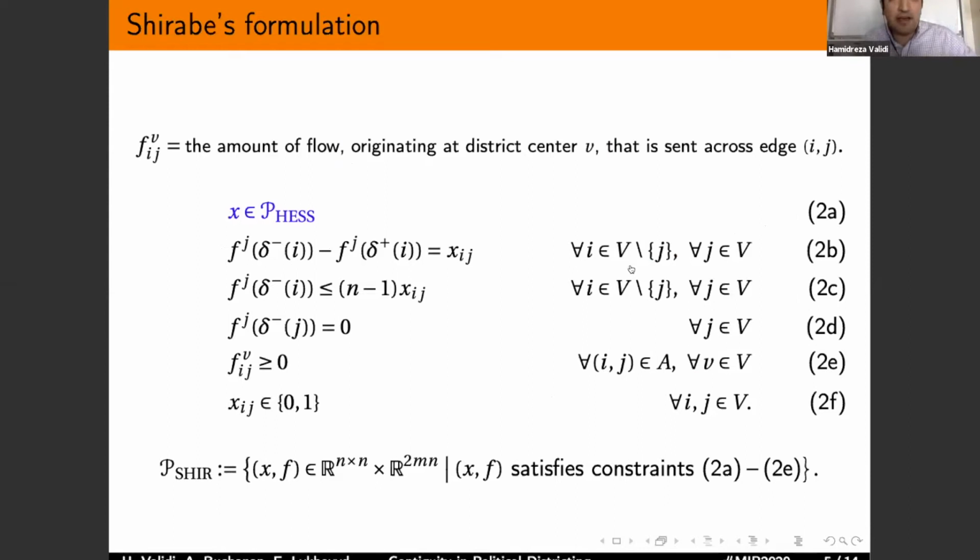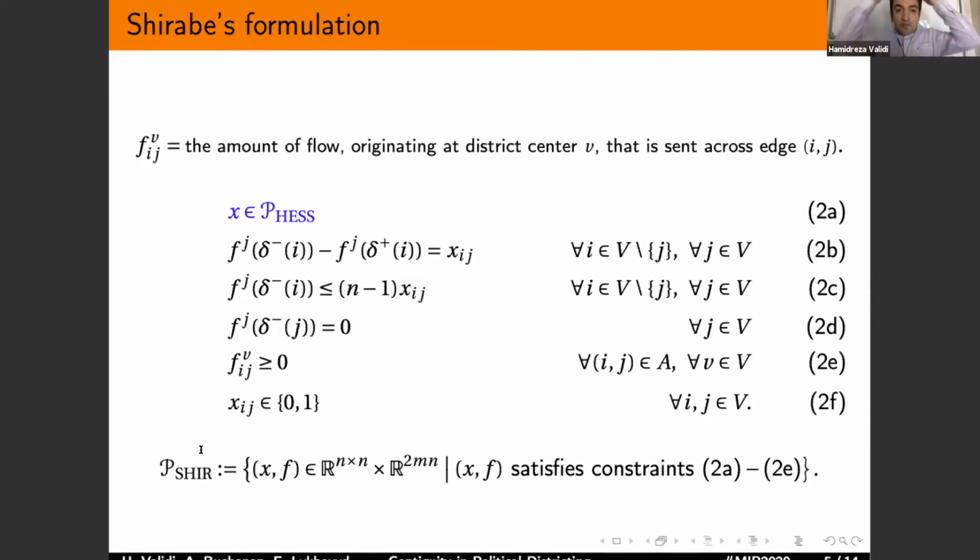Here we have a flow variable that is labeled by the origin of sending the flow. And again, we have the Hess formulation, but some flow-based constraints are also added to this model. These black constraints are added to the Hess formulation, and now this guarantees the connectivity. Then we have the polyhedron of the Shirabe formulation. We call it SHIR, but it was proposed by Shirabe.